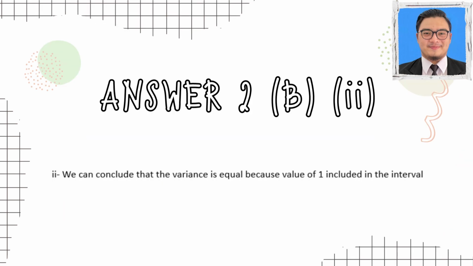Next, we move to the final answer for this assignment, which is, based on the interval obtained in 1 Roman, can we conclude that the variances are equal? So, our answer is we can conclude that the variances are equal because the value of 1 is included in the interval.